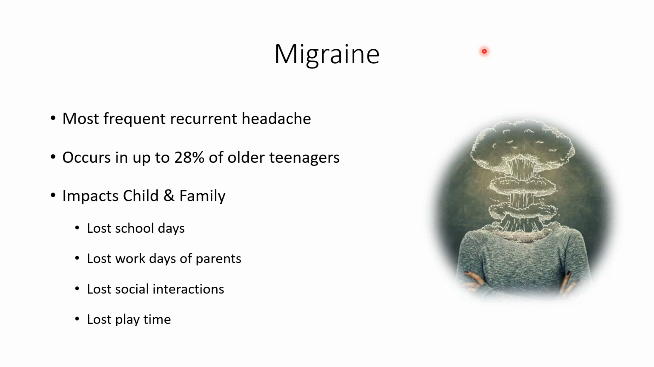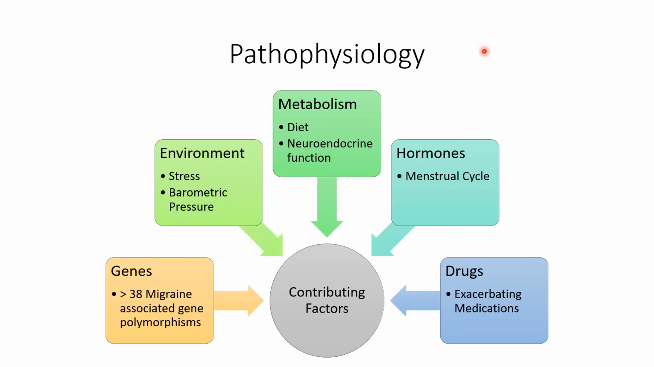The child loses school days, the parents lose their work days because they have to keep the children at home. Then the child may lose on social interactions, the child may lose on play. If the child has migraine, it may affect 3 to 4 days every month, and that has significant repercussions on the child. So these are the common contributing factors or the triggers that are seen for migraine.